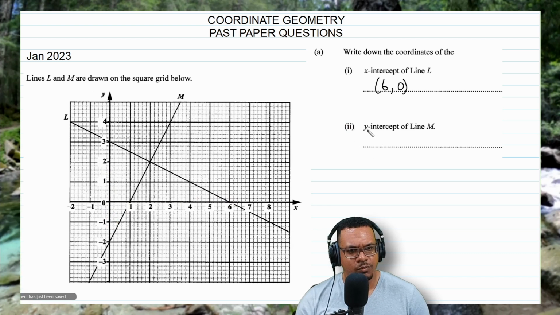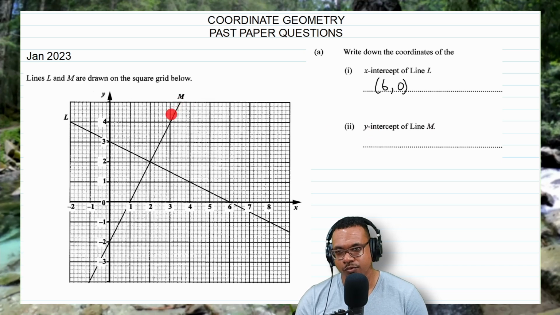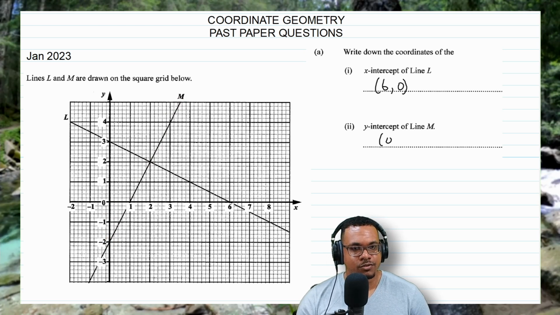Then for part 2 here, they want us to state the y-intercept of the line M. So this is the line M, and the y-intercept is where the line touches the y-axis. If you go all the way down, it touches the y-axis at -2. So that's 0 on the x-axis, but -2 on the y-axis.